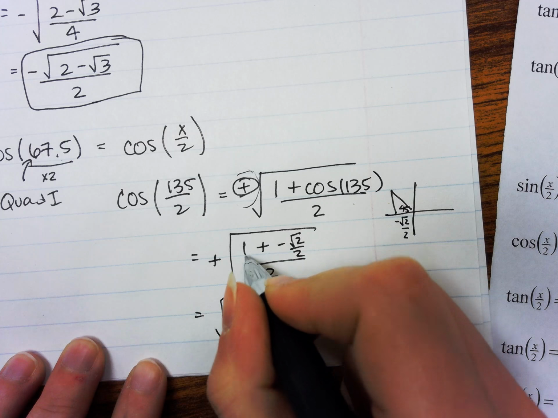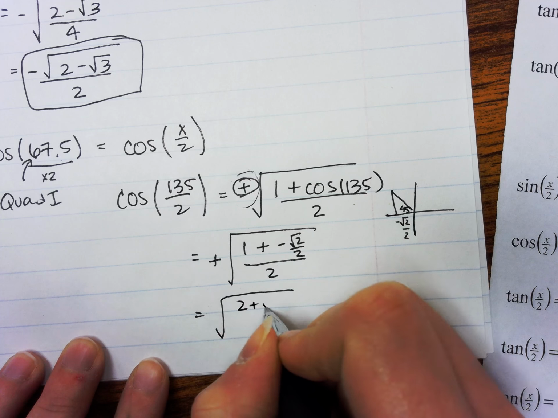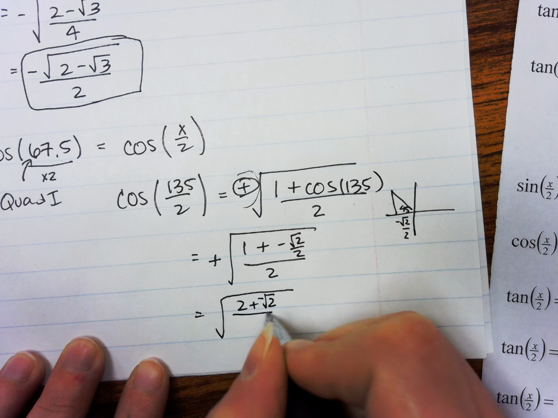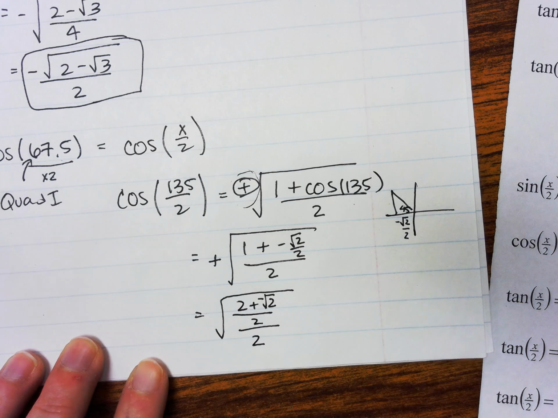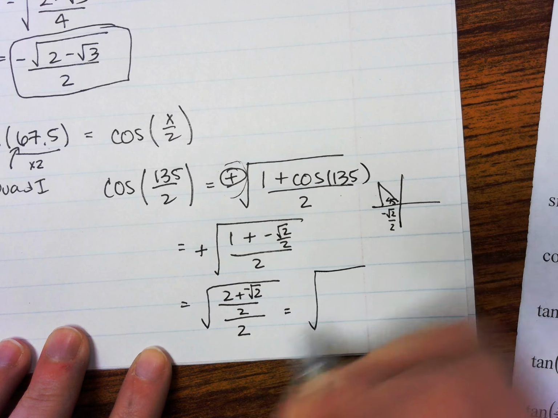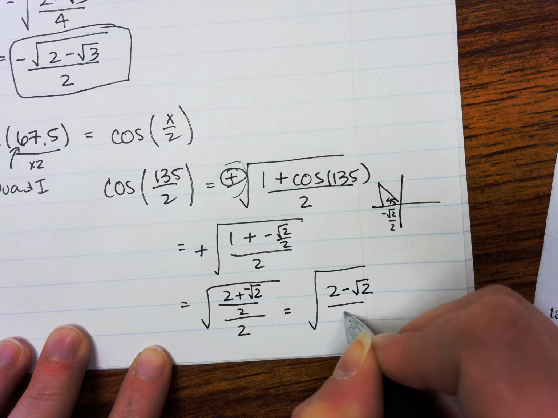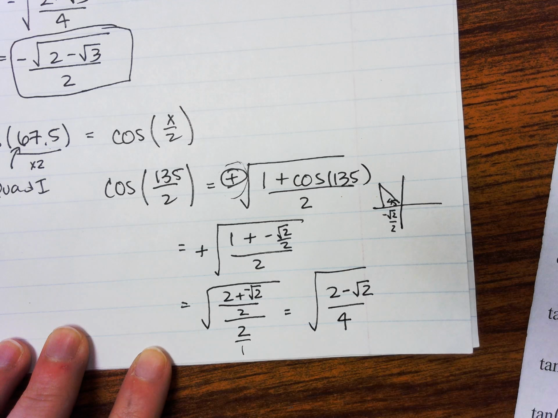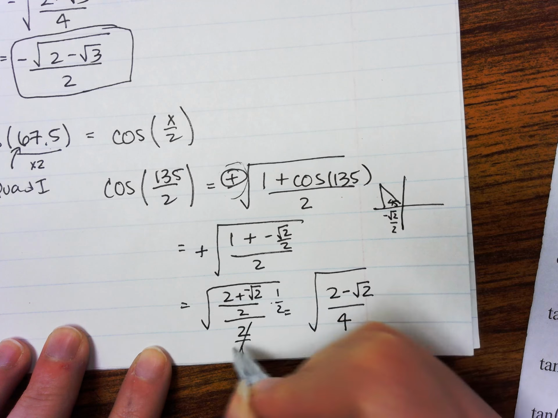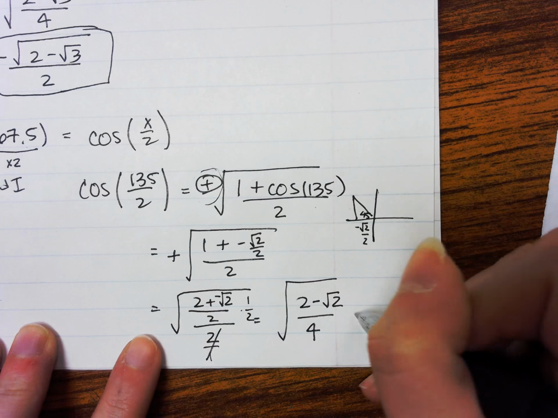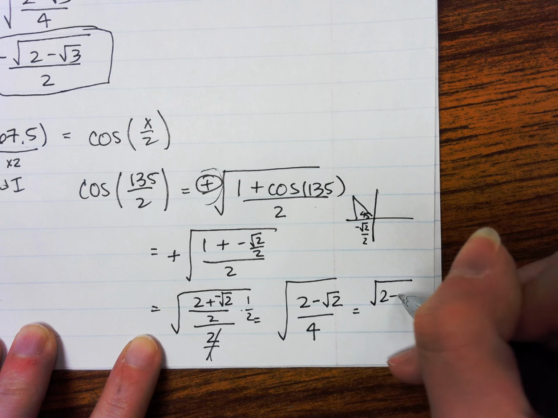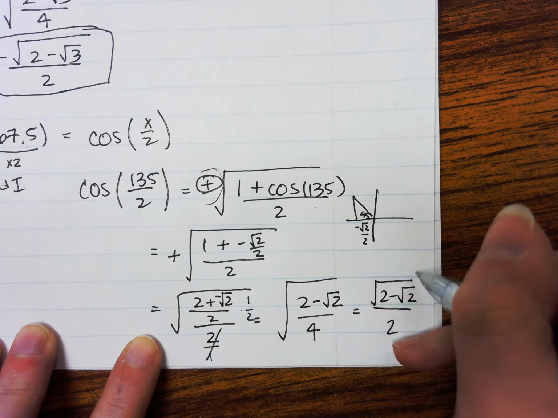Again, find a common denominator. This is 2 over 2, 2 plus root 2, negative root 2 over 2, all over 2. Meaning I have 2 plus negative, which is 2 minus root 2 over 4. Again, multiply by the reciprocal if that helps you. 2 times 2 is 4. And then take the square root of the top, 2 minus root 2, and the square root of the bottom, which is 2.